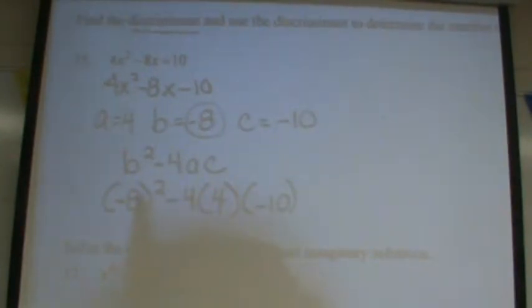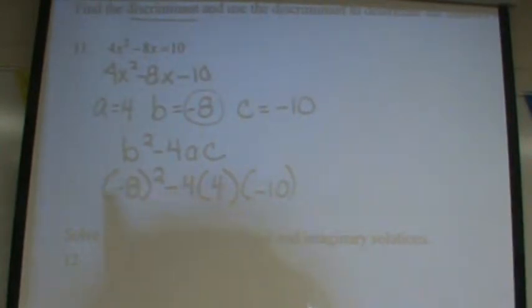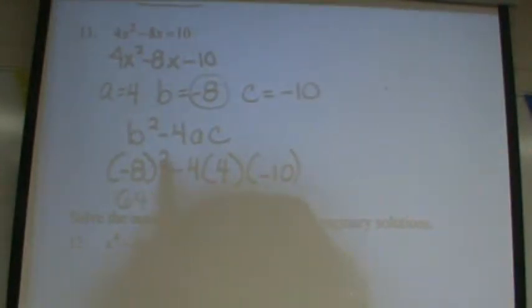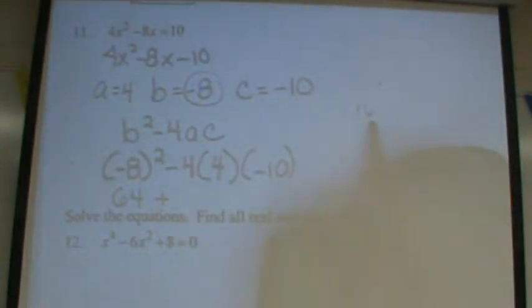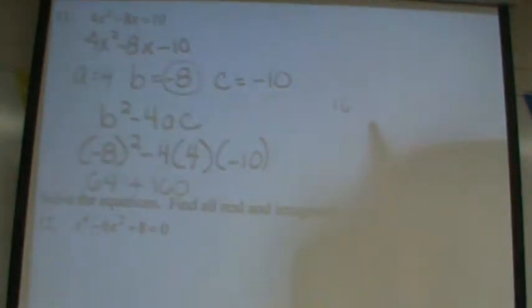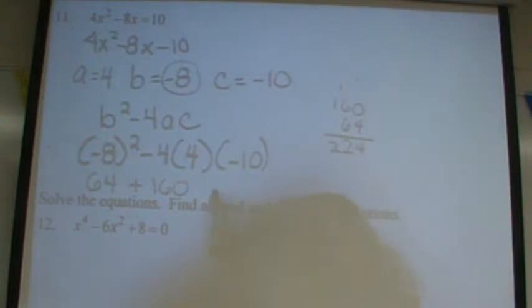Make sure when you're doing this in your calculator, use your parenthesis button. Negative 8 squared is not negative 64. If you get negative 64 in your calculator, you're not using your calculator correctly. This should come out to be positive 64. Now, you have a negative 4 times negative 10. This is going to come out to be a positive. 4 times 4 is 16, and 16 times 10 is 160. So 160 plus 64, so you should get 224. So your discriminant is 224.